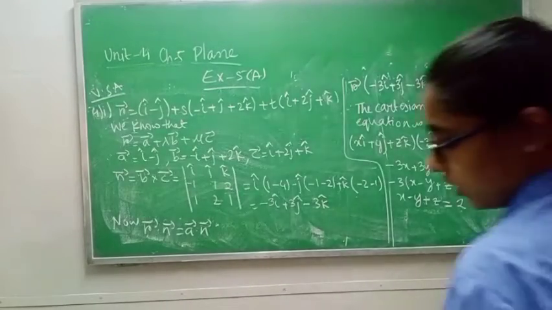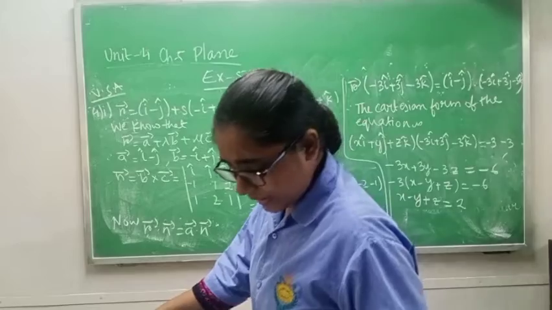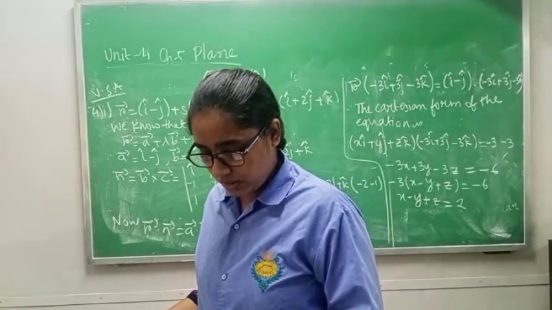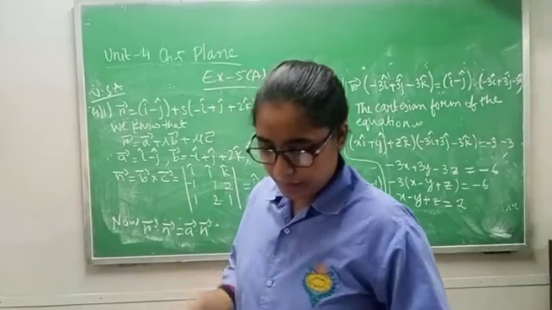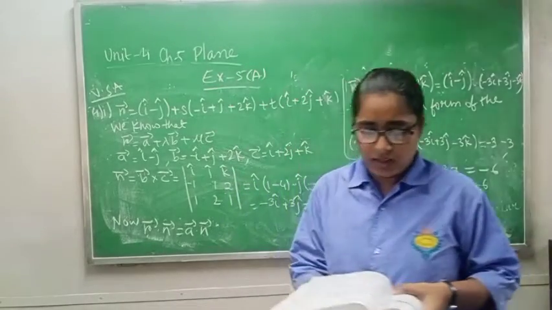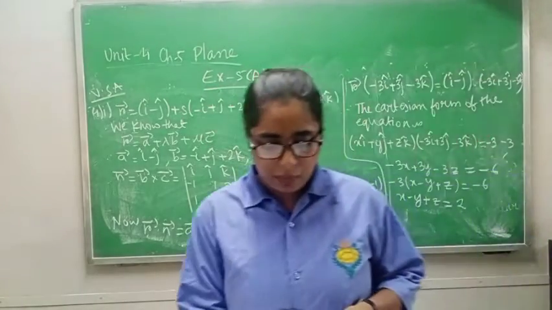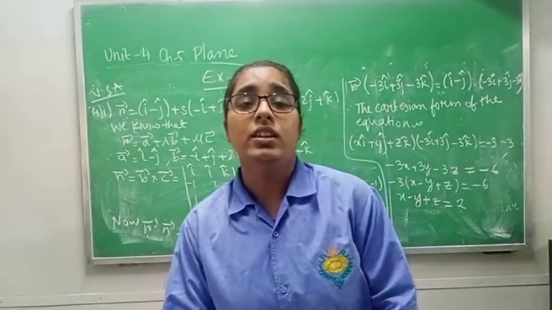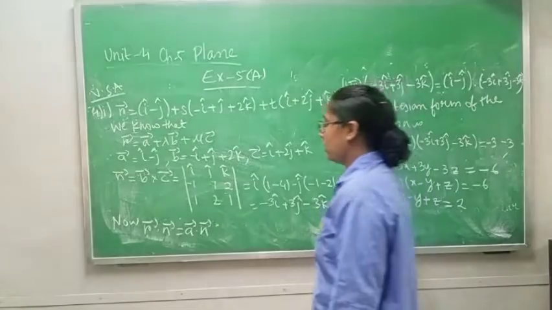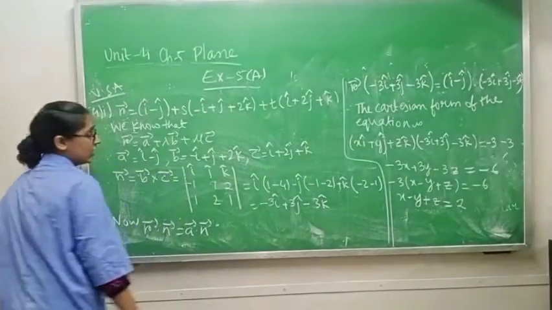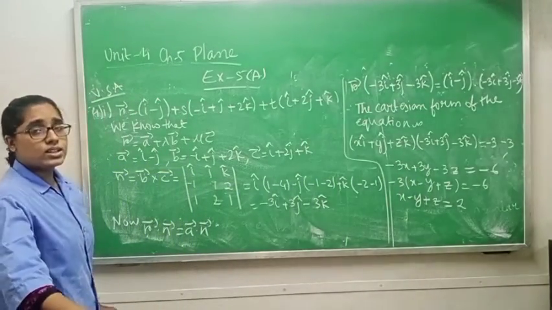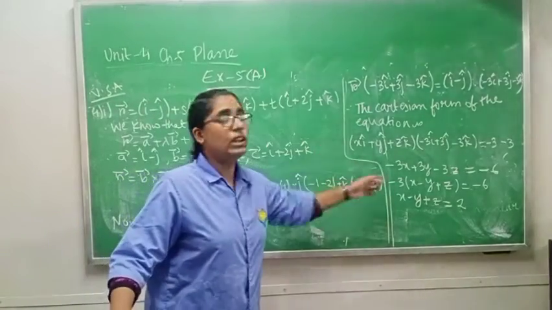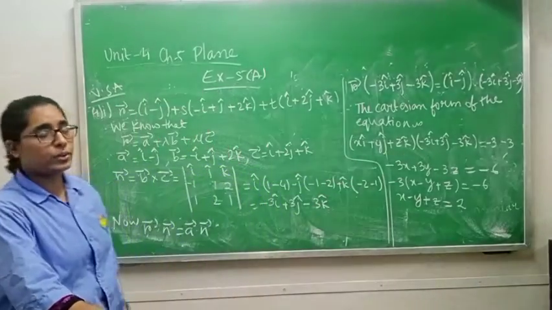Class 12C, question number 4.1. Find the Cartesian form of the equation of the following planes. Plane 1 is r vector equals i cap minus j cap plus s into minus i cap plus j cap plus 2k cap plus t into i cap plus 2j cap plus k cap. You have to find the Cartesian equation. Now how will you find the Cartesian equation? All things are the same as when finding the vector equation. Only the last portion will change in the Cartesian form of a plane.